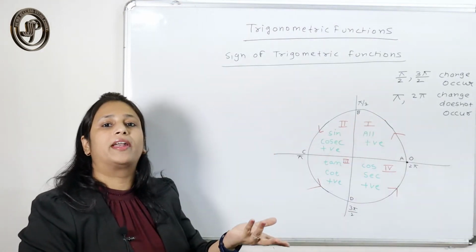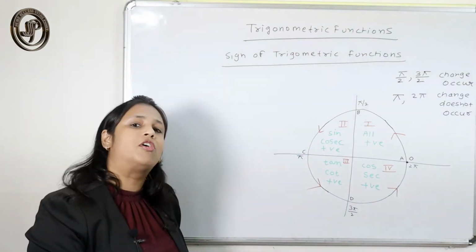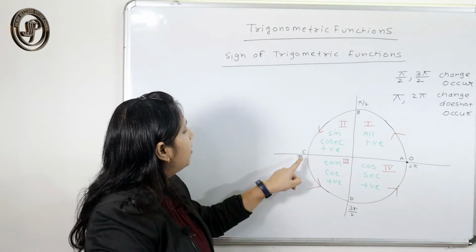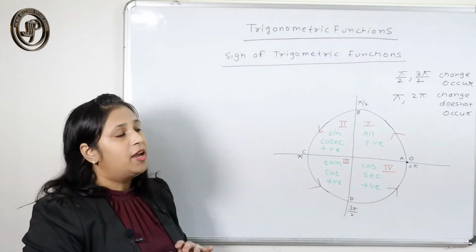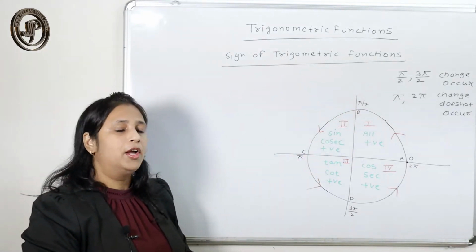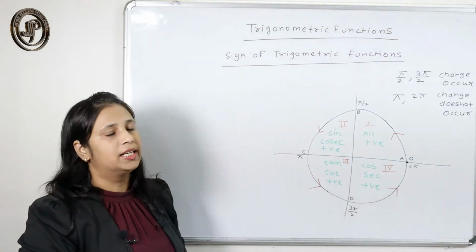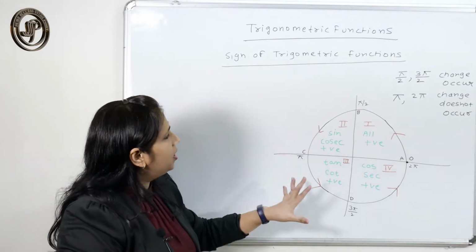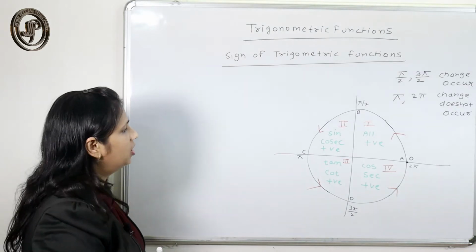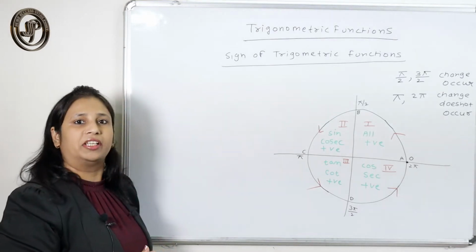If I ask you in which quadrant tan is positive, you will say the first quadrant and the third quadrant, because in the first quadrant all are positive. So you will say from 0 to pi by 2 tan is positive, then from pi to 3 pi by 2 tan is positive. If I ask what happens to tan when it lies between pi by 2 and pi, so in the second quadrant, meaning 90 to 180 degrees, tan is negative. In this way you just have to predict the sign of a trigonometric function, and in which quadrant which trigonometric function is positive.